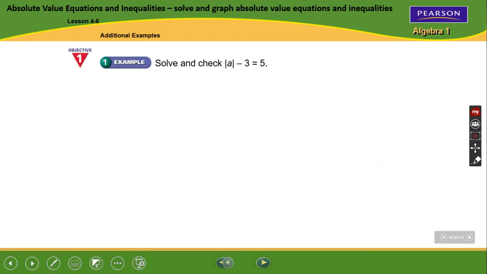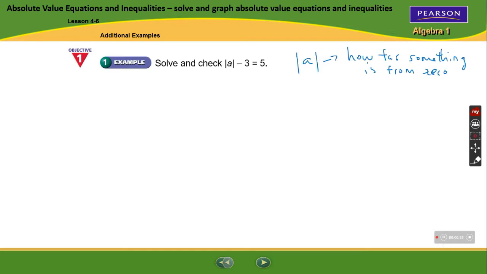Our goal for today is to solve and graph absolute value equations and inequalities. The first one we're going to look at says solve and check, and it is the absolute value of a minus 3. First, make sure you know the definition of absolute value: the distance something is from 0. So the absolute value of a tells you how far a is from 0.